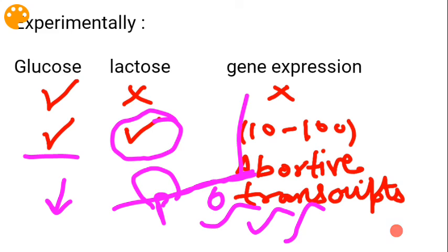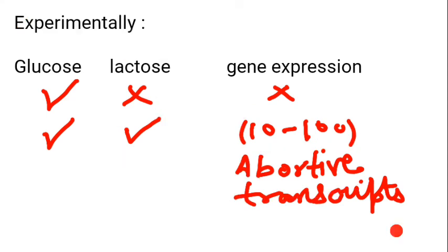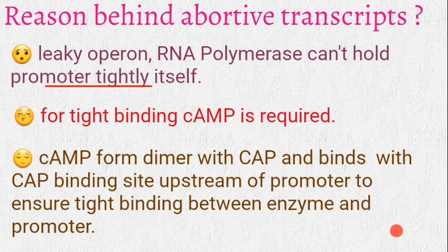Is it clear? Due to weak bonding between promoter and RNA polymerase, the abortive transcripts will be formed in the absence of CAP binding protein, because CAP binding protein is important to strengthen the binding between RNA polymerase and promoter. So here I have written the reason behind abortive transcripts.